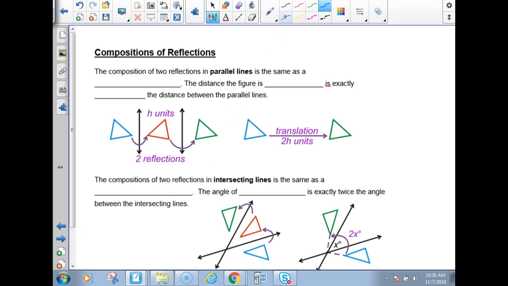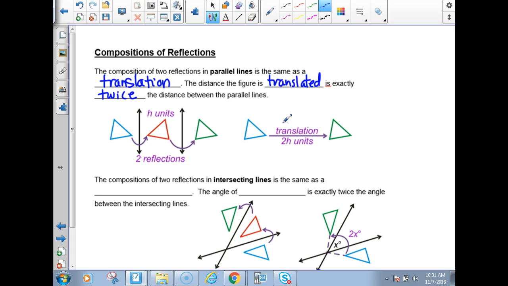Okay, so the composition of reflections. We did not talk about composition in parallel lines. We talked about this one over intersecting lines. So let's go over it: the composition of two reflections in parallel lines is the same as a translation, not a rotation. The distance the figure is translated is exactly twice the distance between the parallel lines.